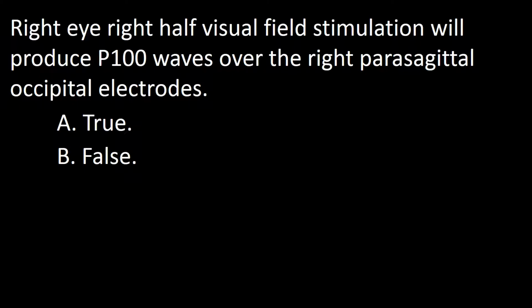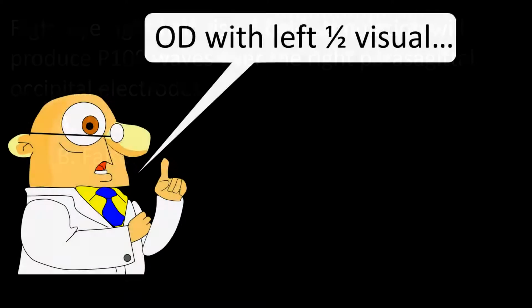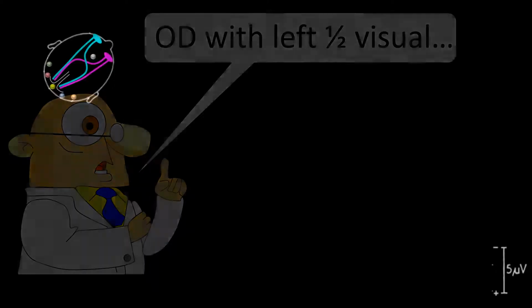Next question. Right eye, right half visual field stimulation will produce P100 waves over the right parasagittal occipital electrodes. A true, B false. Let us first analyze what happens with right eye testing when presented with the left half visual stimulus. Here we have a representation of the head with the eyes, the visual pathways, the searching electrodes, and two white lines representing the mesial edges of the right and left occipital cerebral cortex and occipital poles.